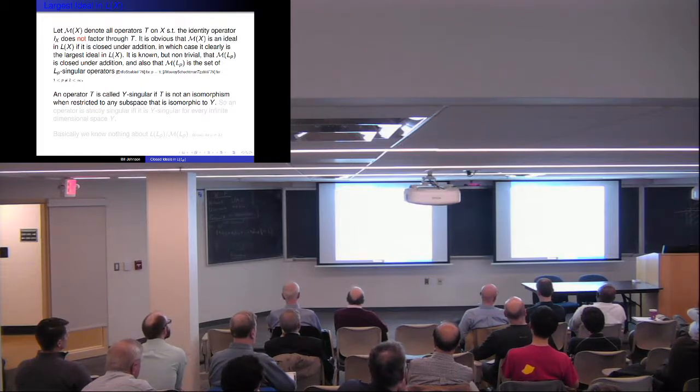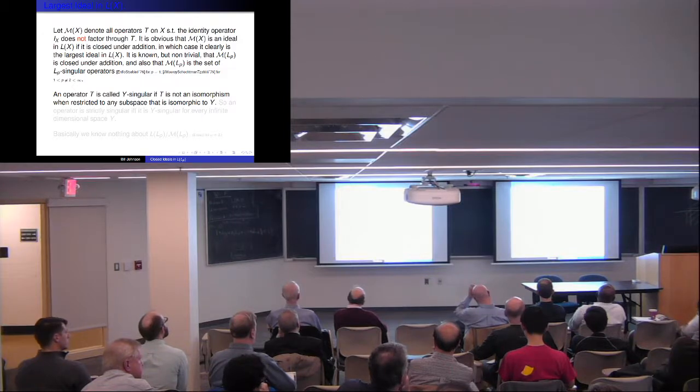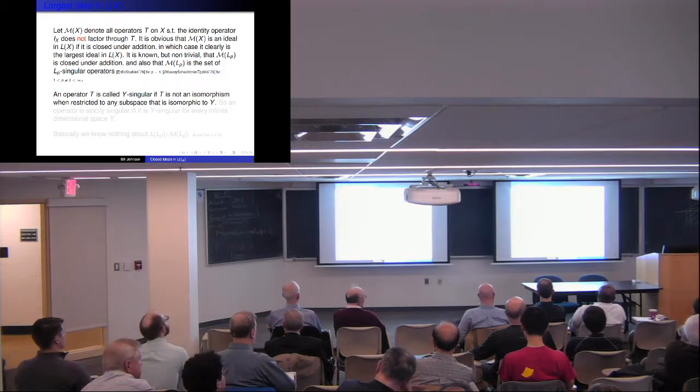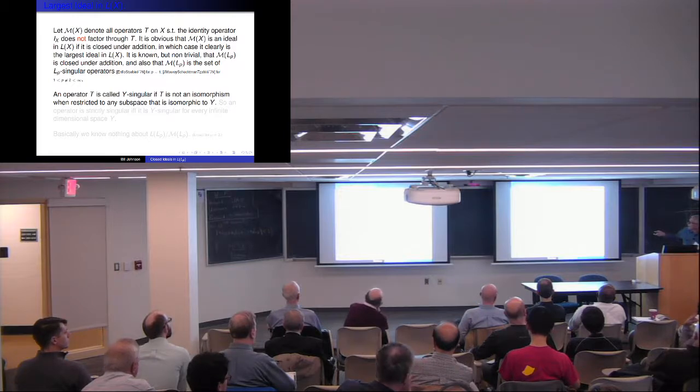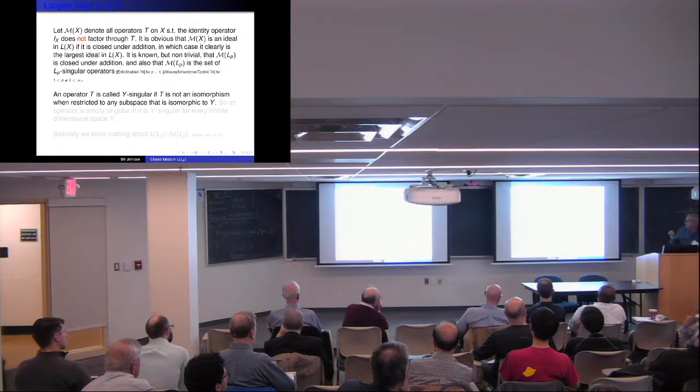And there's another interesting localization of the concept of strictly singular operators. Strictly singular means not an isomorphism on any infinite dimensional subspace. But maybe you have certain preferred types of infinite dimensional subspaces for which it's not an isomorphism, while on other ones it is. Then you have a localization of this concept. So you call an operator Y singular if it's not an isomorphism when restricted to any subspace that is isomorphic to Y.